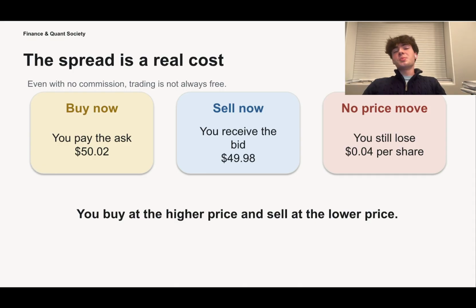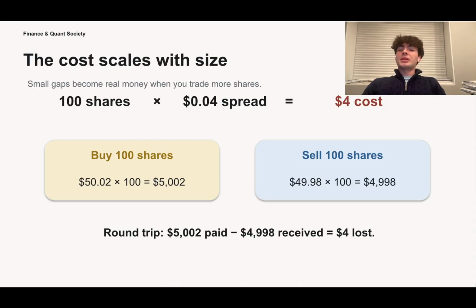And the reason why it's such a big issue is because it grows tremendously with trading size. 4 cents on one share is almost nothing, but the cost grows extremely quickly as the order gets larger. The quick formula is the spread multiplied by the number of shares. Suppose the spread is 4 cents, like our example, and you trade 100 shares. 4 cents multiplied by 100 equals $4. So if you buy those 100 shares and immediately sell them, the spread costs you about $4.